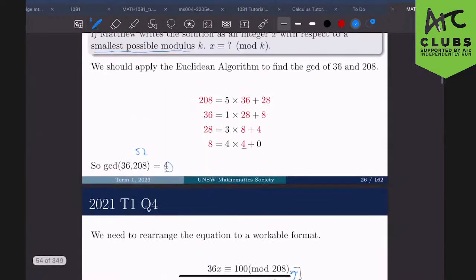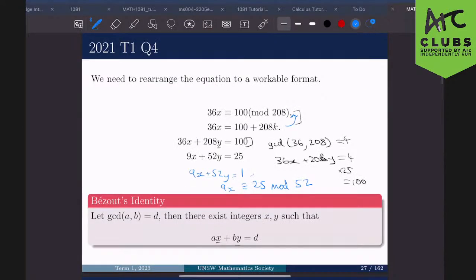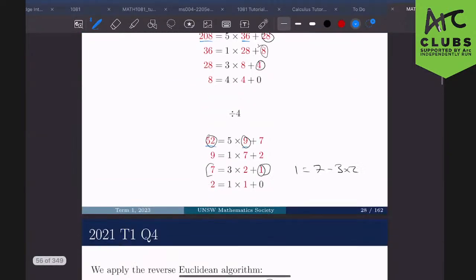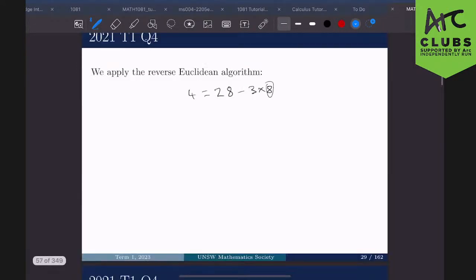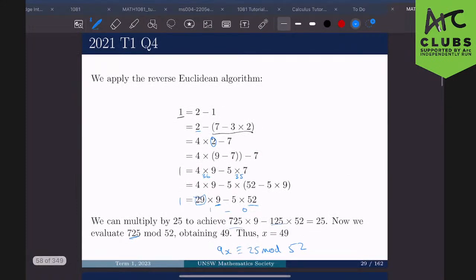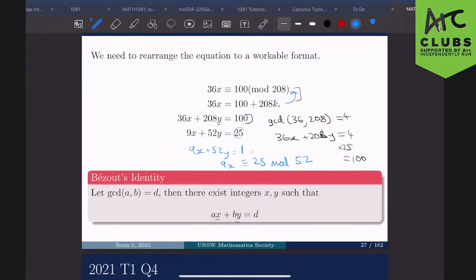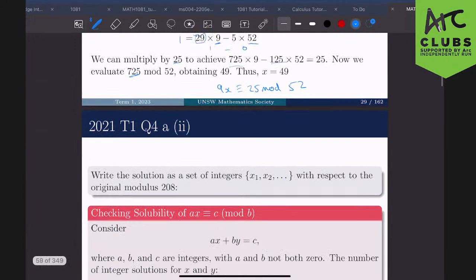So just repeating that, we just use the Euclidean algorithm to find the GCD, and then we change it into this form, and then I just simplified the Euclidean algorithm. You don't have to do that, but I find it easier to work with. We applied the reverse Euclidean algorithm to get the values of the coefficients, and then we had to multiply by 25 because we wanted to create 25, not 1. So that's that question done.